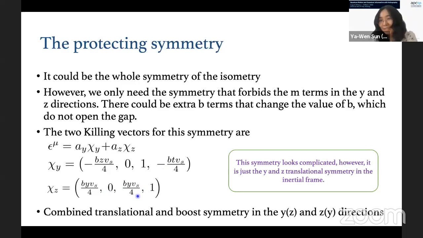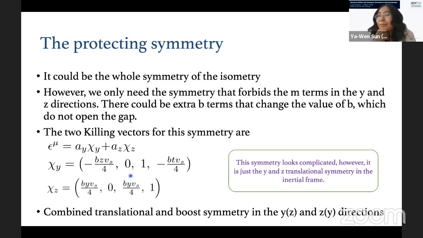It looks strange. In fact, we can see this generator, this Killing vector, is a combination of translational symmetry and a boost symmetry in the Y and Z directions. But in fact, these two symmetries are just the coordinate-transformed version of the original Y and Z translational symmetry.